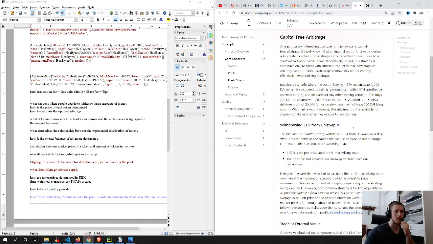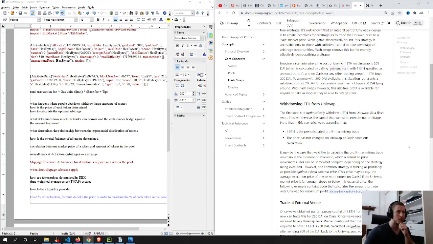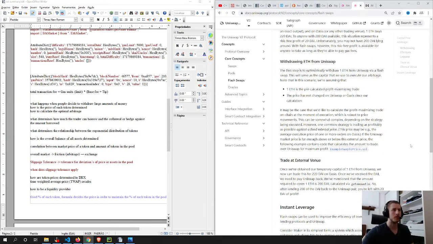Unfortunately, you may not have 200 DAI lying around. With flash swaps, however, this risk-free profit is available for anyone to take, as long as they are able to pay the gas fee. Withdrawing ETH from Uniswap. The first step is to optimistically withdraw one ETH from Uniswap via flash swap. This will serve as the capital that we use to execute our arbitrage.